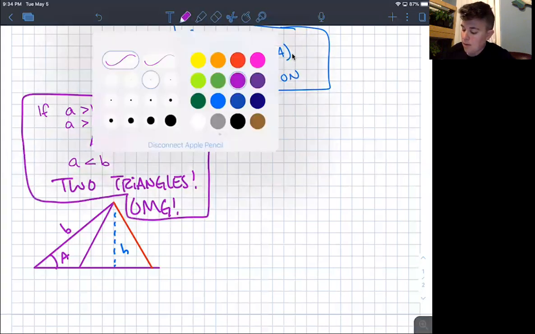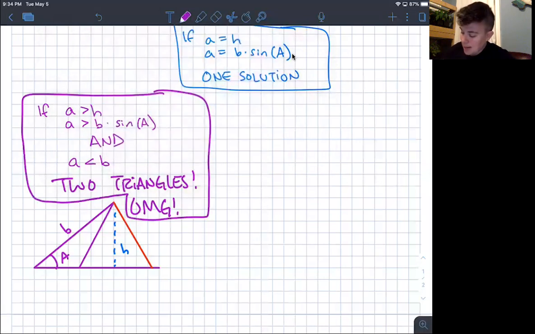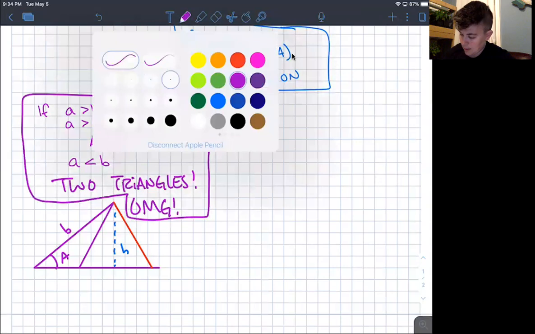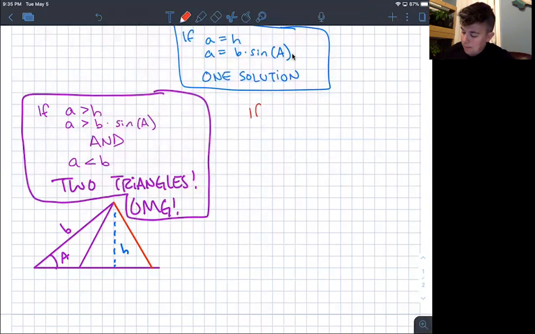Okay, and then our last situation is if, wait a second, let me try to make my font match here. Let's go red. If A is greater than the height, so A is greater than B times the sine of A, and A is bigger than B, not big B, little b. A is bigger than side B.